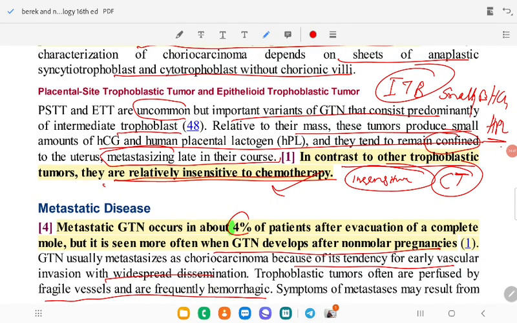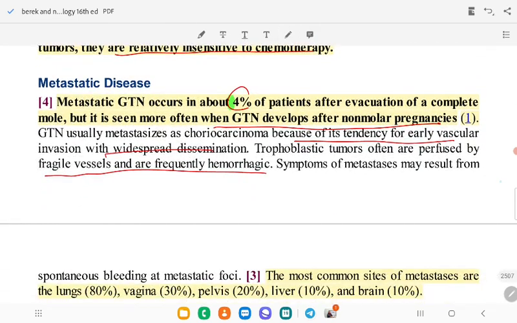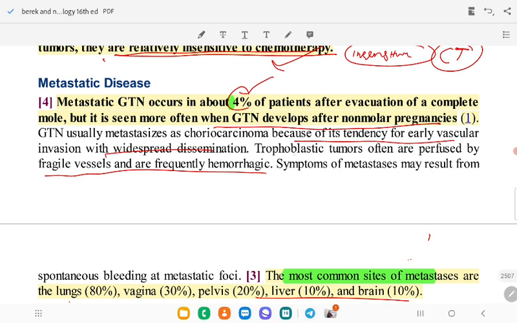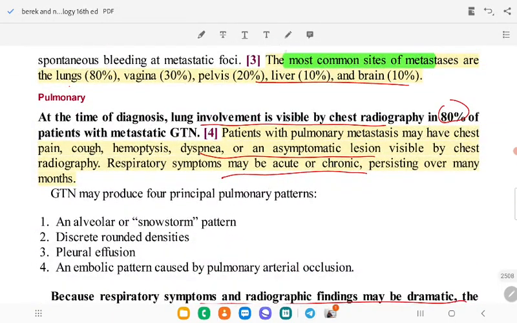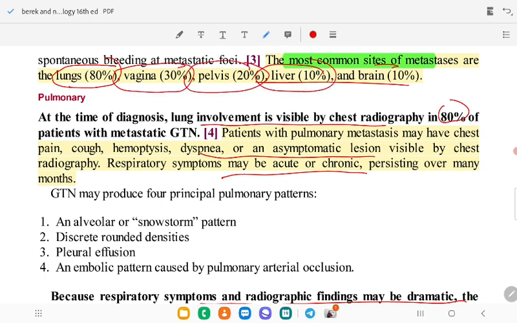Metastatic disease. Metastatic GTN occurs in only 4% of patients after evacuation of a complete mole, but it is seen more often after non-molar pregnancy. GTN usually metastasizes as choriocarcinoma because of its tendency toward early vascular invasion with widespread dissemination. The trophoblastic tumor is often very vascular, so it is frequently hemorrhagic. Symptoms of metastasis may result from spontaneous bleeding, depending on the site of the metastatic foci. The most common site is the lungs, 80%, then vagina 30%, pelvis 20%, liver 10%, and brain 10%.